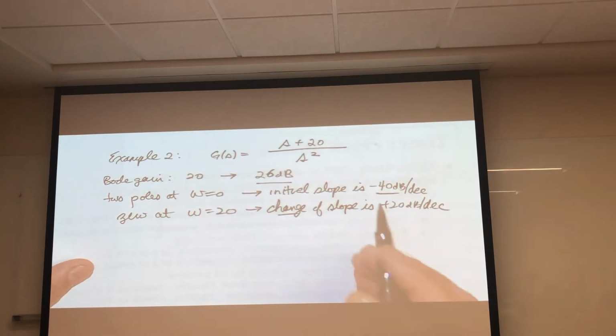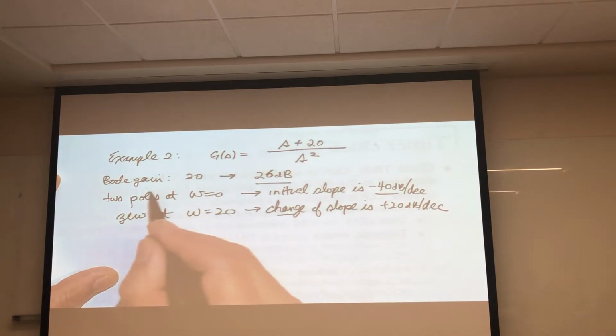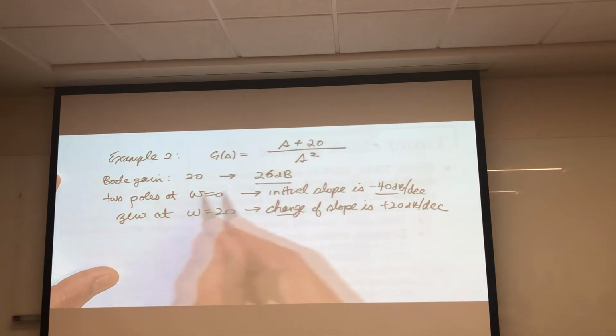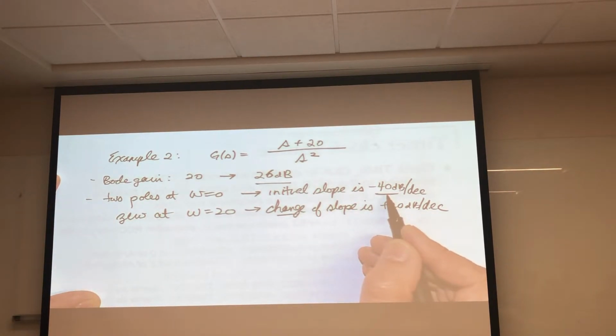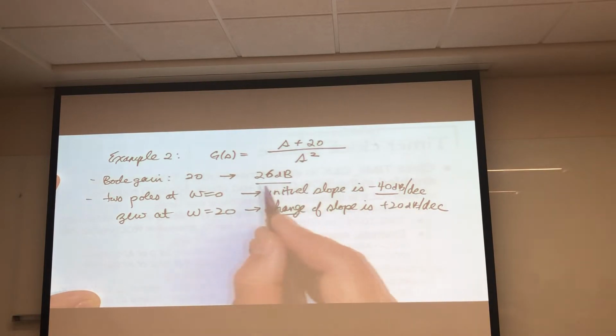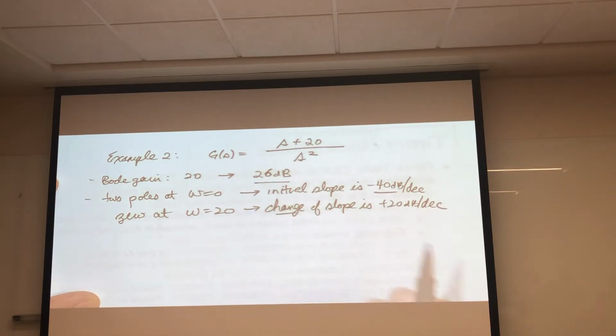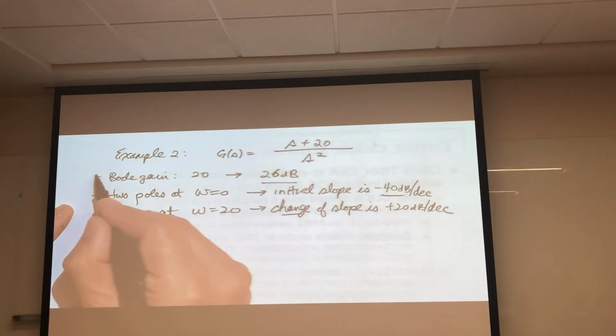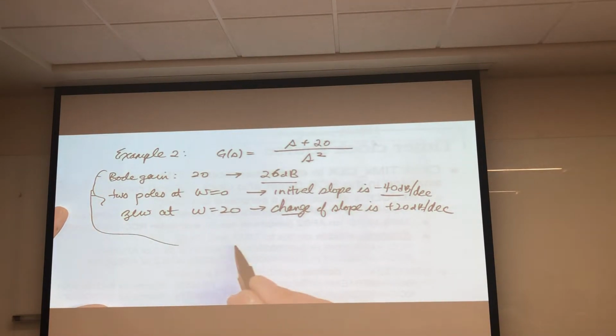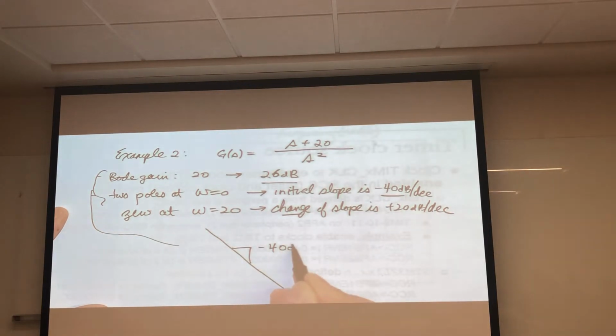Okay. So what we need to do is take care of these two terms first, the Bode gain and the initial slope. The initial slope is minus 40 dB per decade, and it's got a Bode gain of 26 dB. And so when I take care of these two factors, I would draw a line like this. The slope should be minus 40 dB per decade.